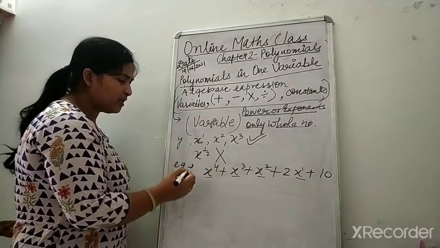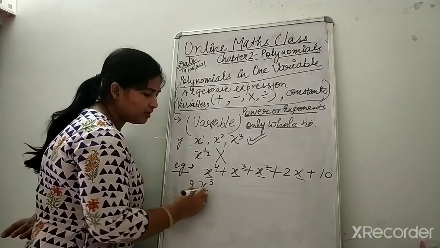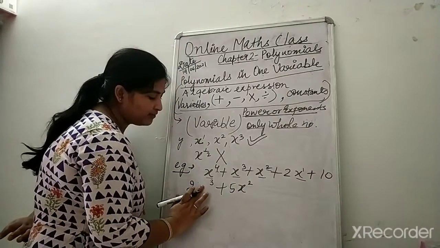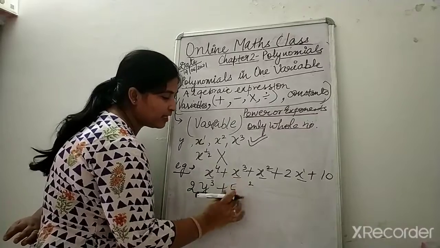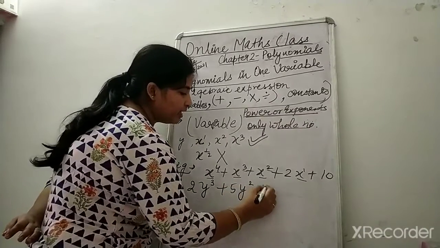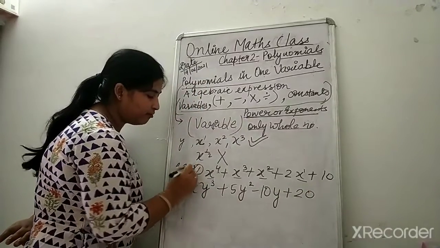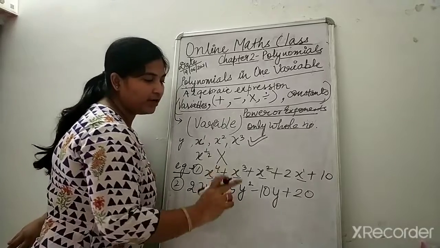You can take more examples also, like 2x to the power 3 plus 5x square, or in place of x we can take y also: 2y cube plus 5y square minus 10y plus 20. So this is also an example of polynomial. Here you can see the polynomial is in one variable.